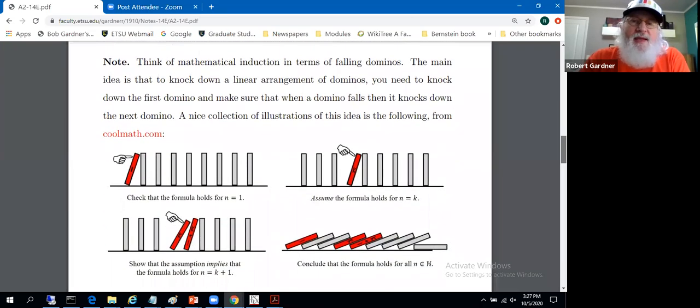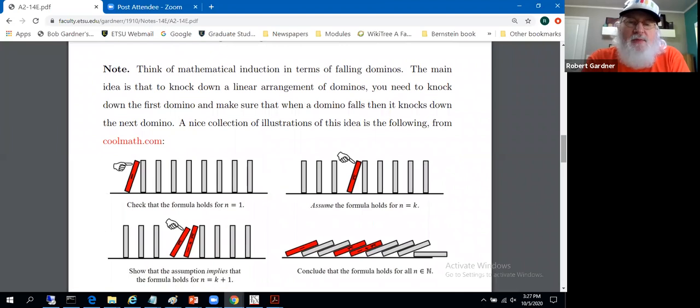I want you to think of this kind of like knocking over dominoes. If we have a long linear arrangement of dominoes, nothing elaborate, just a straight line distribution of dominoes, and we want to knock all the dominoes down, you could do so if you knock down the first domino, that's establishing the formula for n equals 1, and then you make sure that whenever a domino falls, it knocks down the next domino.